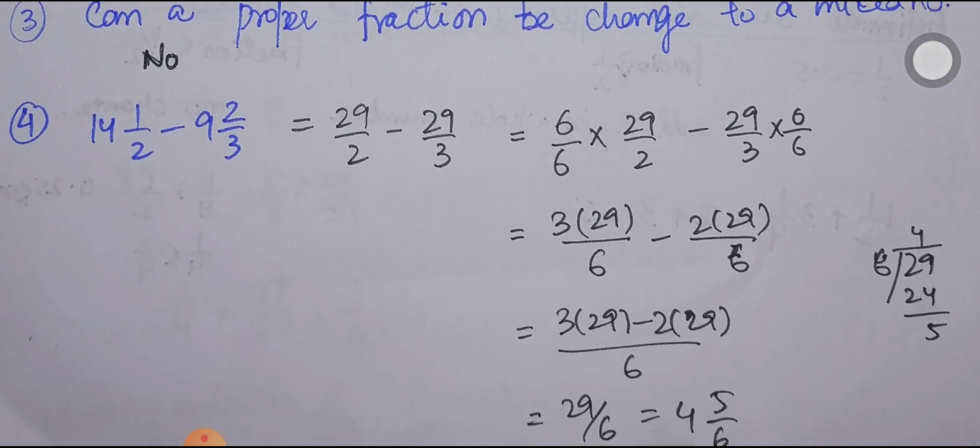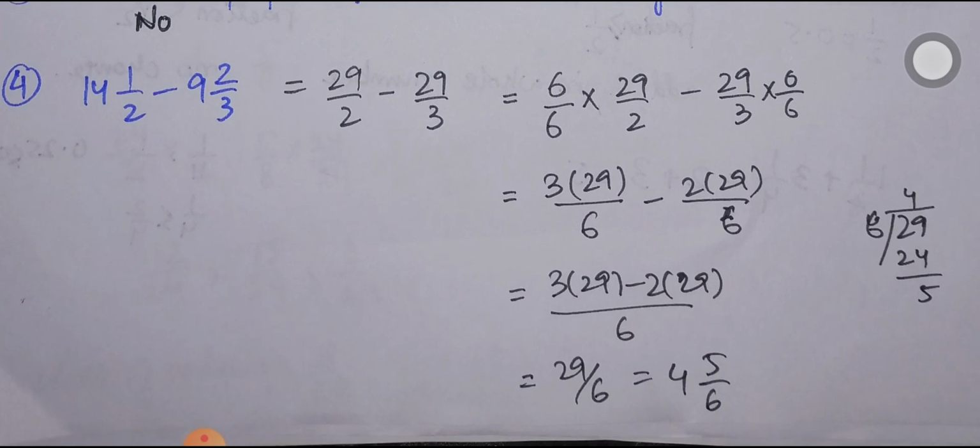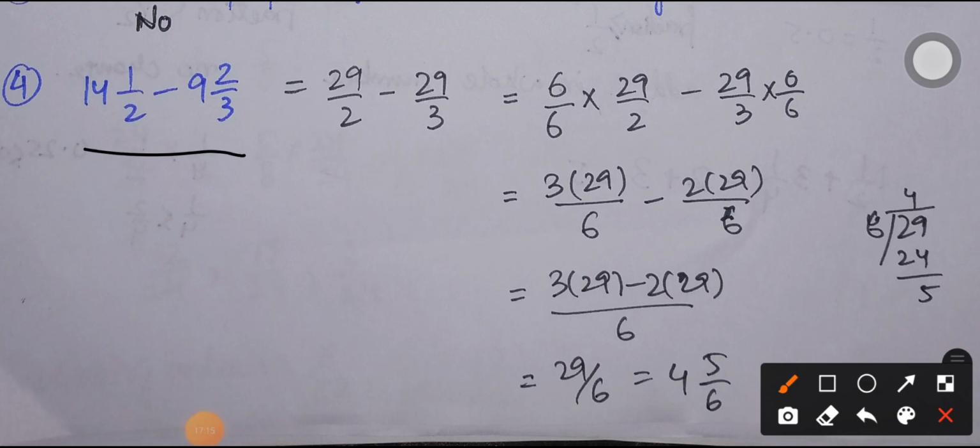Then we have question number 4, in which we have to subtract two mixed numbers, 14 whole 1 by 2 and 9 whole 2 by 3. At first we will find the improper fractions for these. So 2 into 14 is 28, 28 plus 1 is 29, so 29 by 2, and this is going to be 3 9s, so 27 plus 2, 29 by 3. And how can we find the LCM? We can simply find the least common denominator of the two fractions, that is 2 and 3, and its LCM is going to be 6.